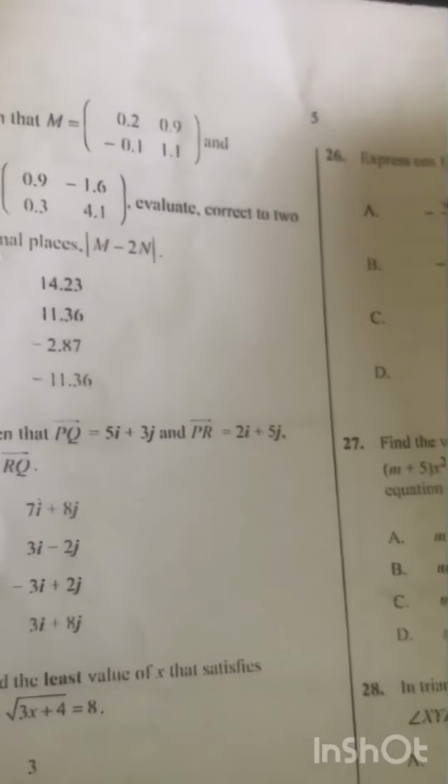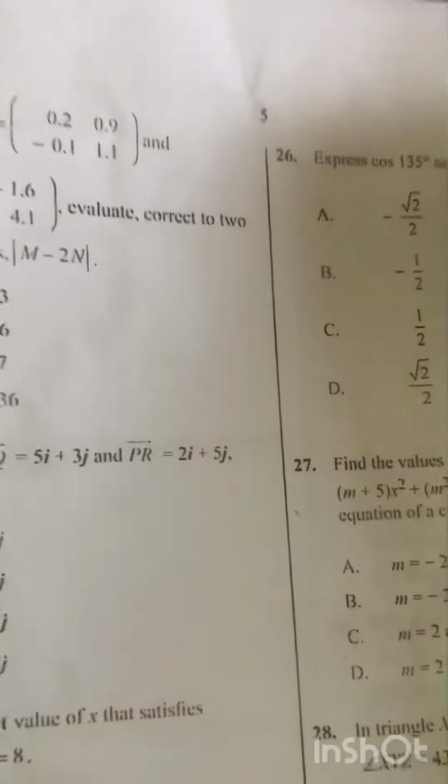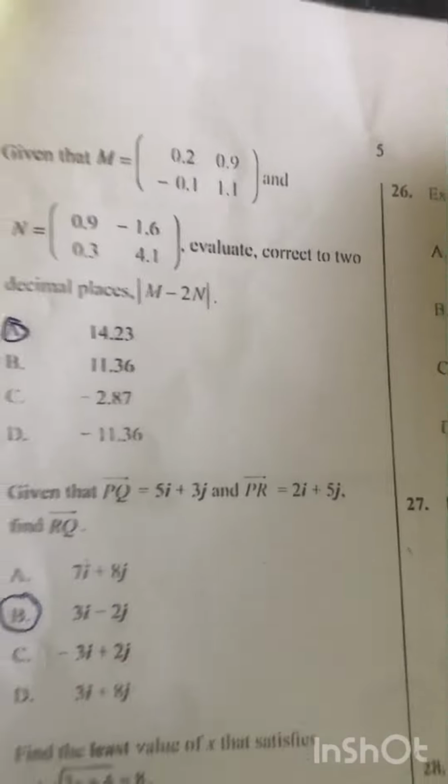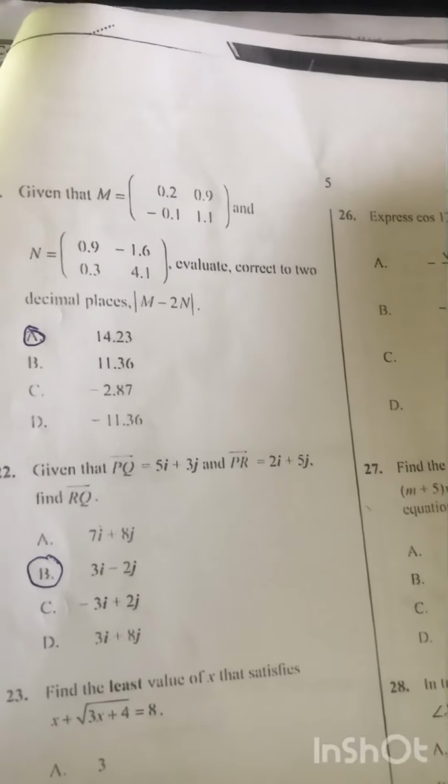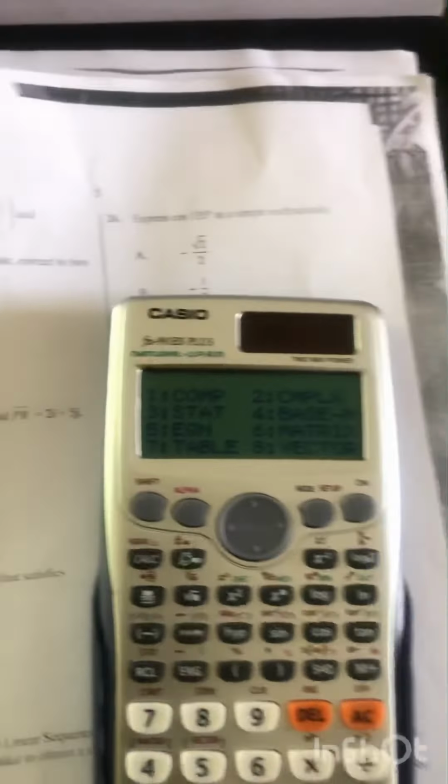It's a vectors question. So given that PQ is equal to 5i plus 3j and PR is 2i plus 5j, find RQ. It's very simple. So in triangle PQR, if you want to find RQ, it will be PQ minus PR. PQ minus PR. So you go to the complex mode. So I press mode, I choose complex 2. So it's PQ minus PR. So PQ is what?